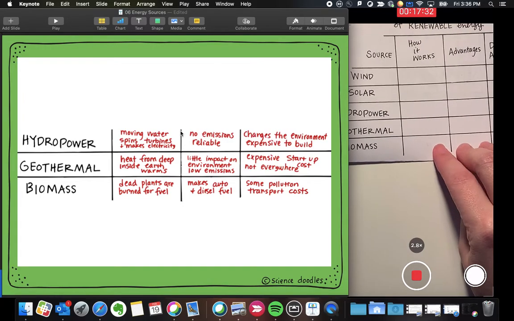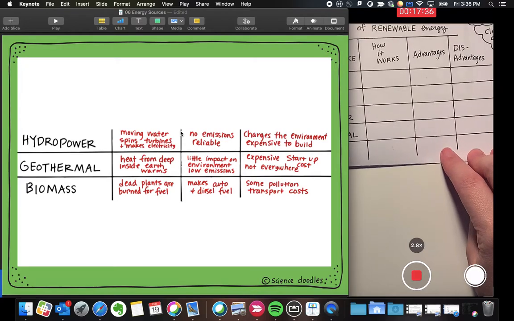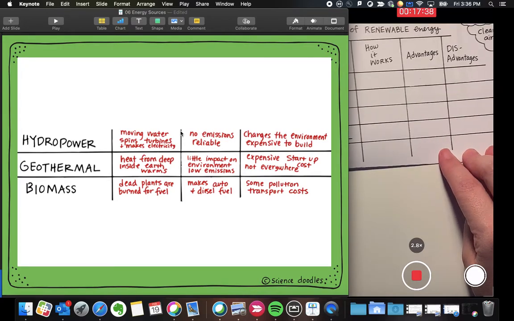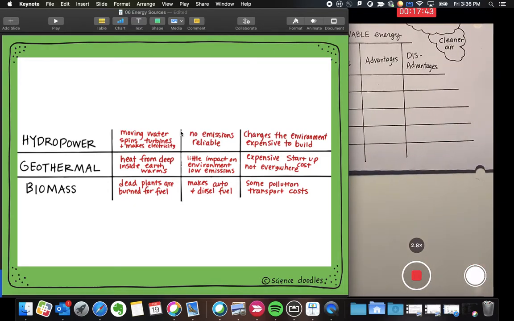Biomass. How it works, dead plants are burned. Advantages, it makes auto and diesel fuel. And then the disadvantages is there's going to be pollution in the transport cost. So how I move it can cause some kind of pollution.